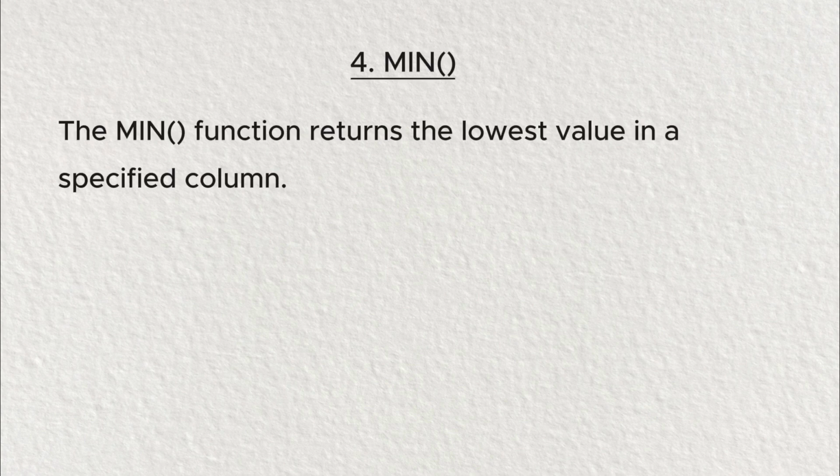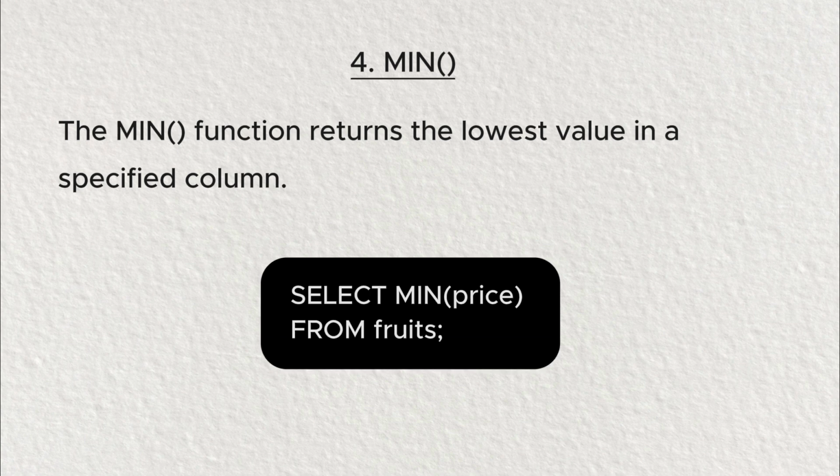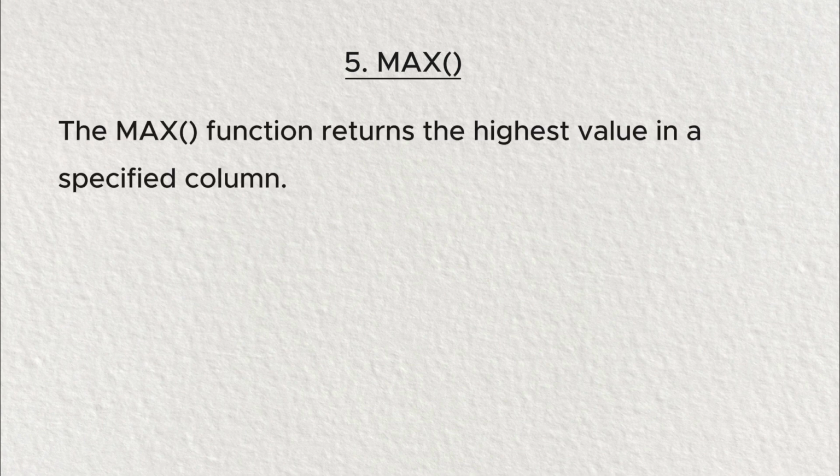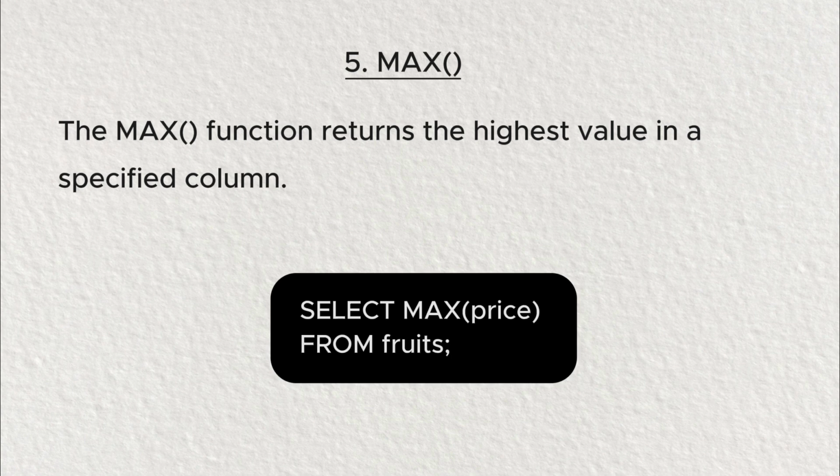The minimum function returns the lowest value in a specified column. In this example, we select the minimum price from the fruits table. The maximum function returns the highest value in a specified column. In this example, we return the maximum price, or the highest price, from the fruits table.